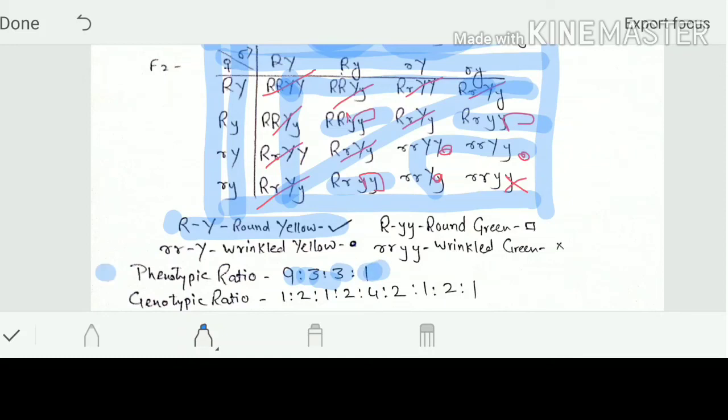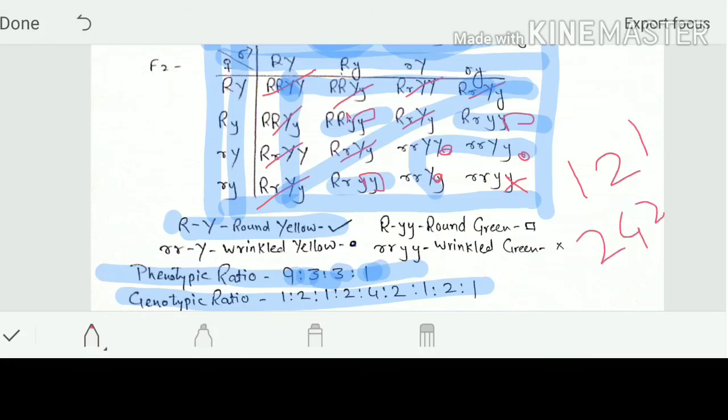So the phenotypic ratio of dihybrid cross is 9:3:3:1, whereas the genotypic ratio is very simple. Hopefully you won't be able to call it simple, but according to me it's very simple. You just need to write 1, 2, 1, 2, 4, 2, 1, 2, 1. That is 1:2:1:2:4:2:1:2:1. Simply, it's very simple.